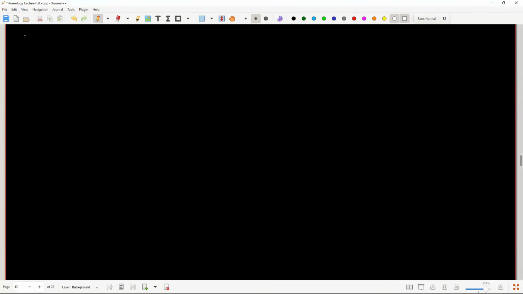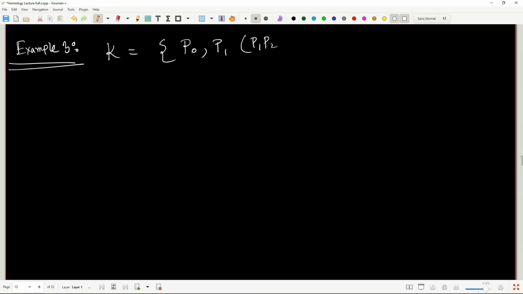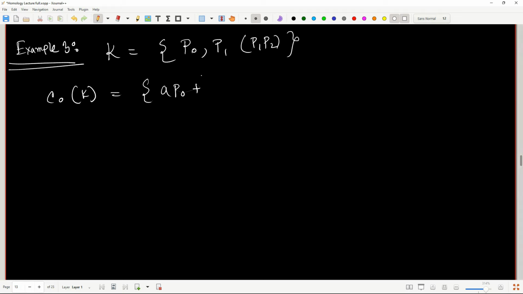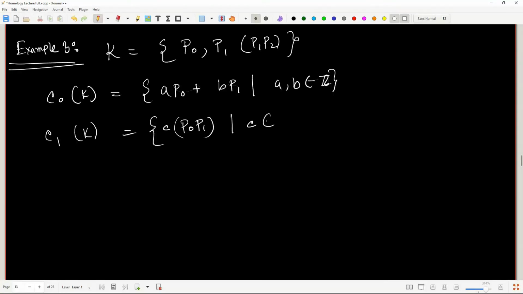Now let's take a look at another example. This is example 3. Let the simplicial complex be p0, p1, and p1, p2. First we identify the chain groups. Now I'm writing it in a more organized manner so that you can understand easily. C1 of K is just some c, let's call them small c, p0 p1, like this, where small c belongs to Z.